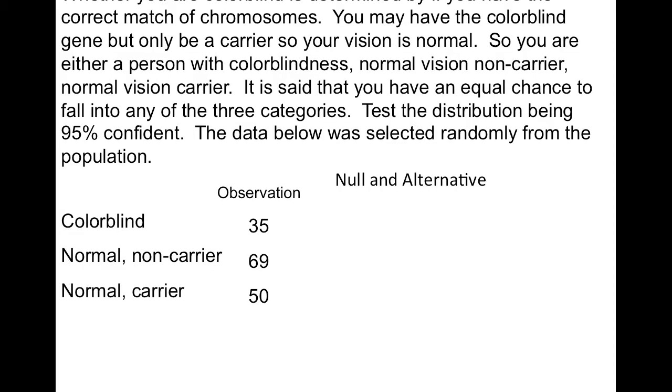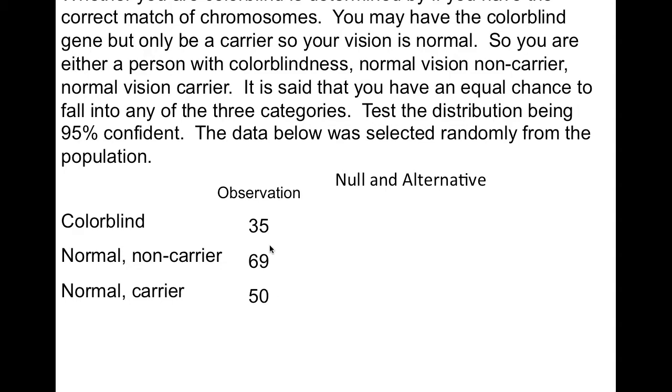Okay, the first example here is color blindness. The categories are colorblind, normal eyesight non-carrier, and normal eyesight carrier. And the important statement here is that you have an equal chance to fall into any of the three categories. Equal chance here is important. What they're saying is this count should be similar for each one of the categories.